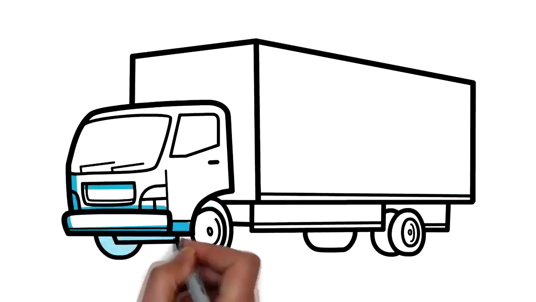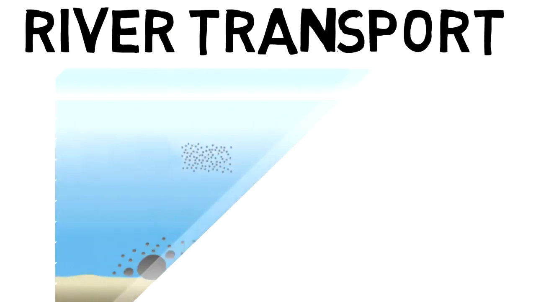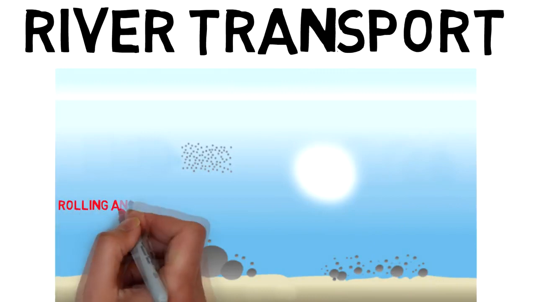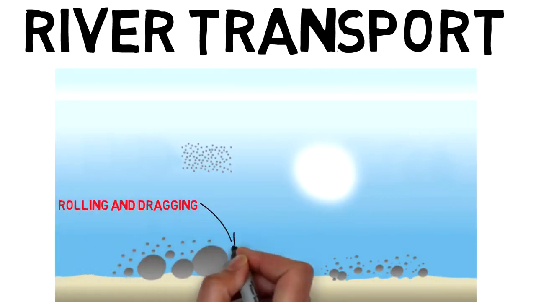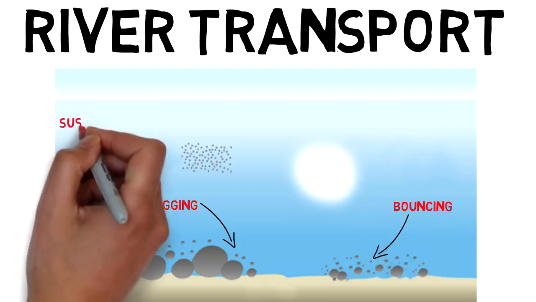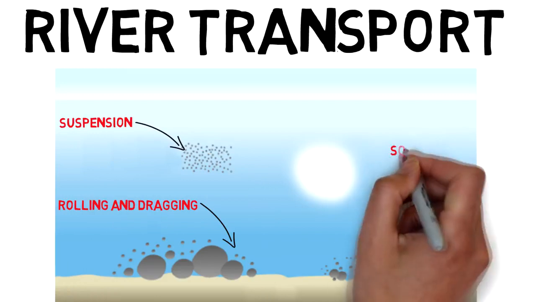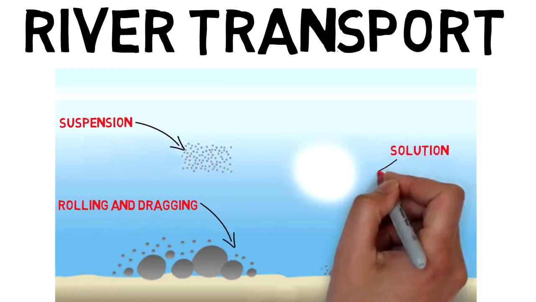River transport is how the river moves its load. There are a few different types of transports that you need to learn about. There's rolling and dragging, where the river moves heavy stones and rocks. Bouncing, which is similar to rolling and dragging, just with smaller stones and rocks. Then we have suspension, which is small stones and pebbles that are actually floating in the water. And then we have solution, which is tiny bits of stone that have dissolved into the water.